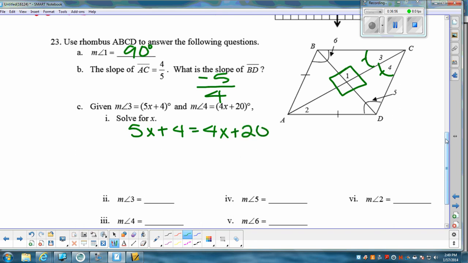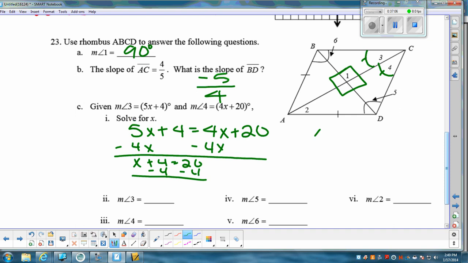So we set them equal to each other and solve. So we get that x is 16. Then we are going to use that to find angle 3. So plug 16 into the angle 3 measure, and we get 84. Since they were congruent, you don't need to plug it back in. You know angle 4 has to be 84.